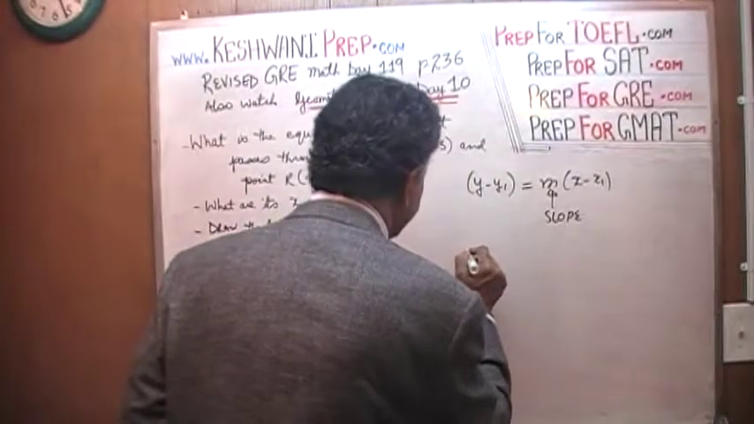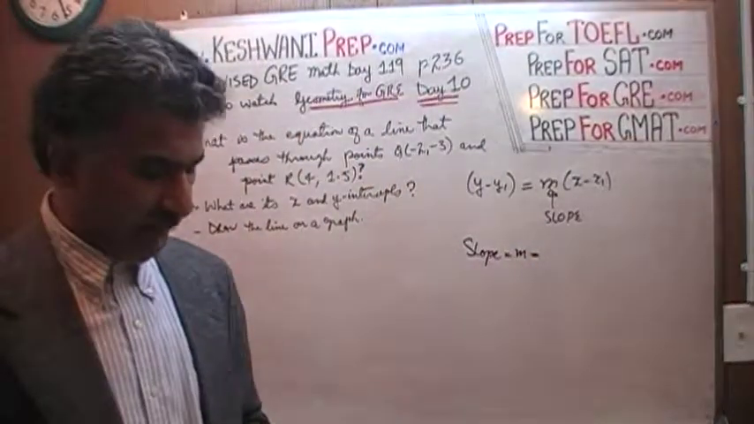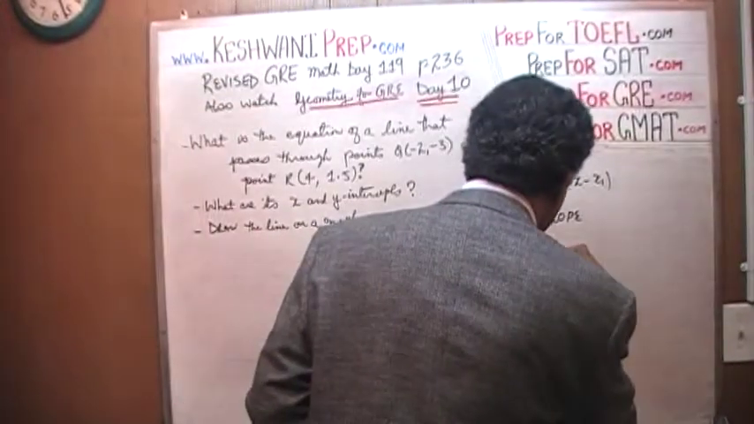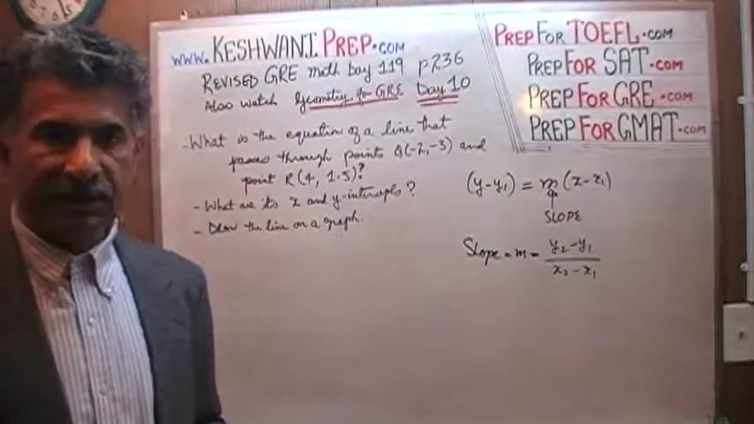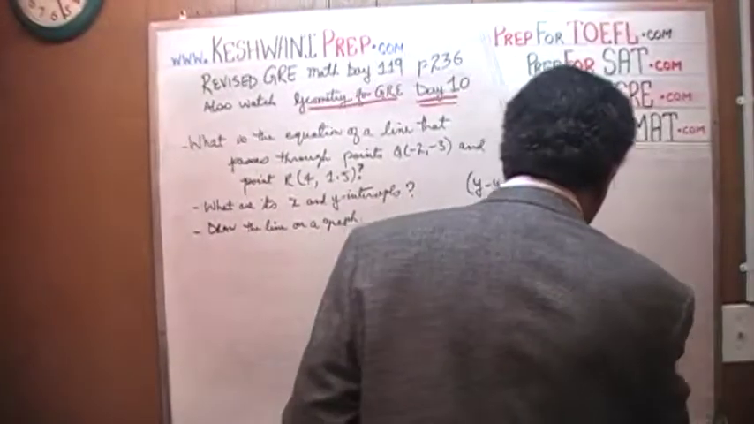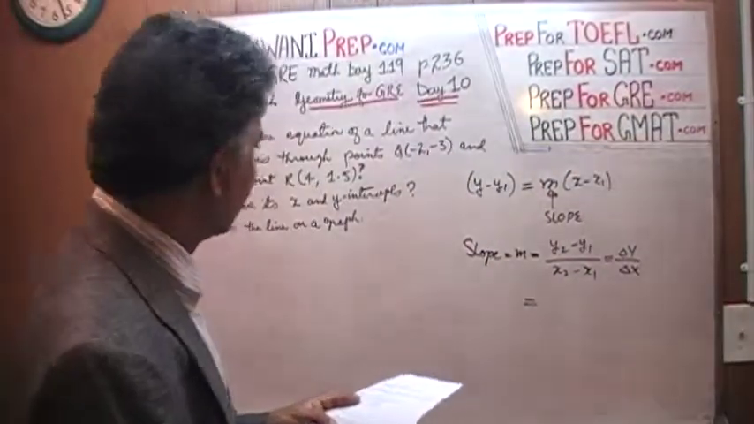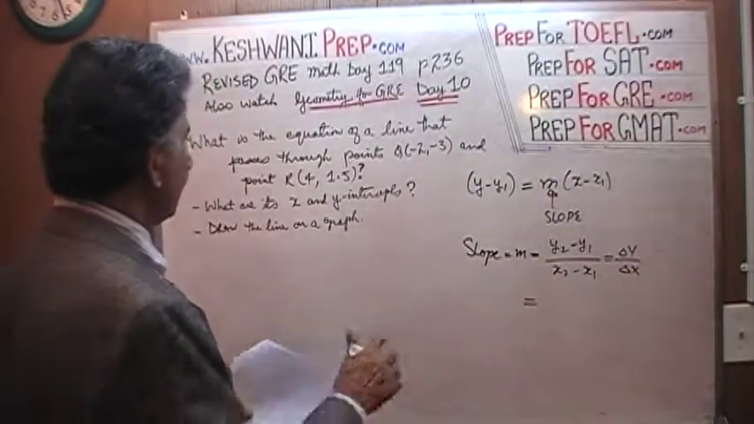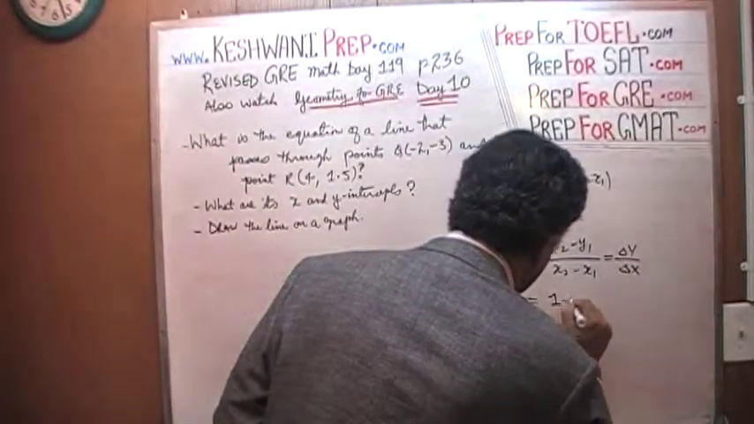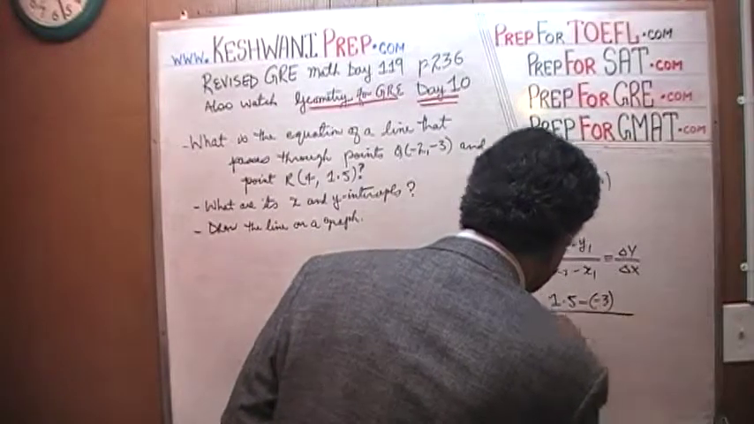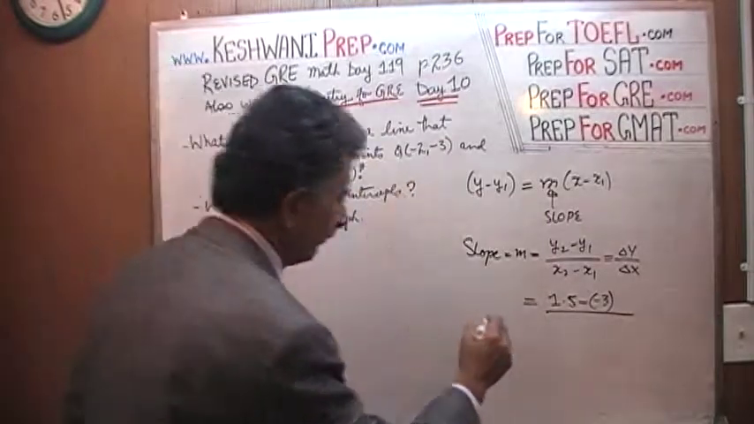The slope, which is typically represented with the symbol m, equals y2 minus y1 over x2 minus x1, change in y divided by change in x. So let's find out y2 minus y1. Here's your y2, 1.5 minus a -3. That's the change in y, and then this is your x2, 4 minus a -2.